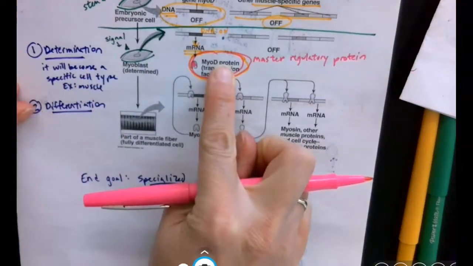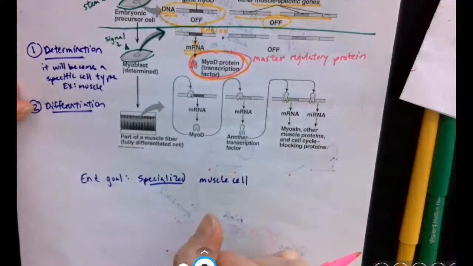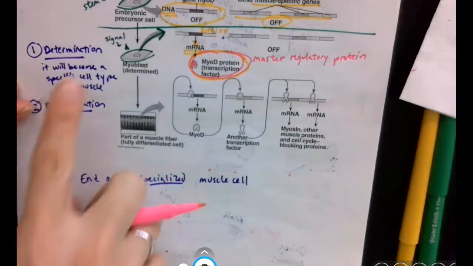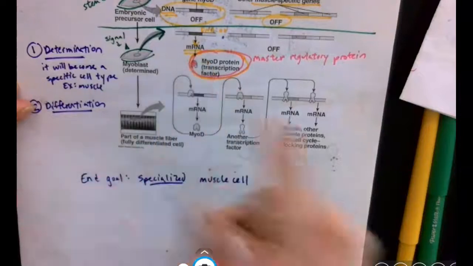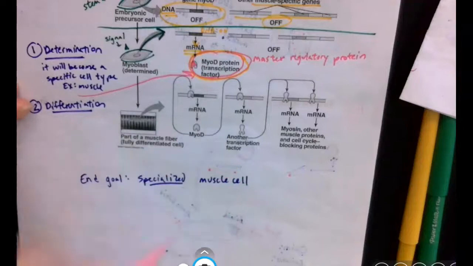It's like if you have a big chain of dominoes lined up and you knock over the first domino. Well, all the dominoes haven't fallen over yet, but you've started the process. So in determination, we've started the process. So that's this step right here. Okay? But what is differentiation?